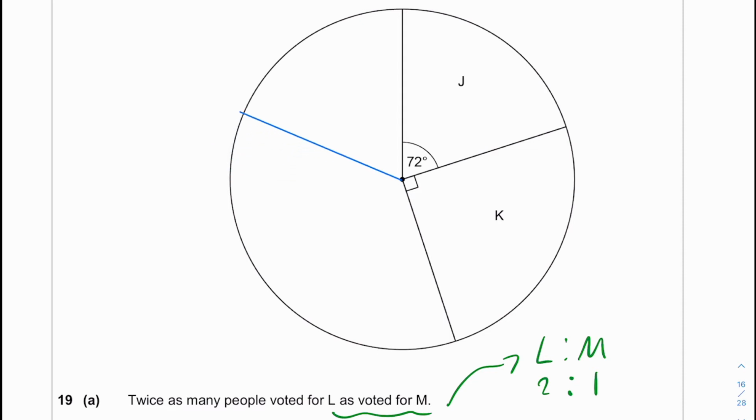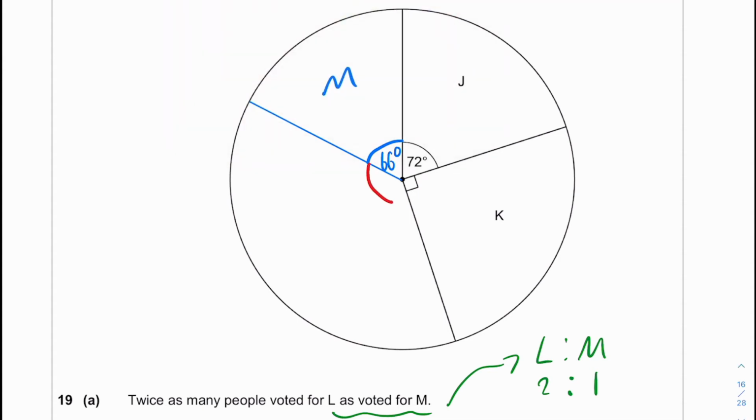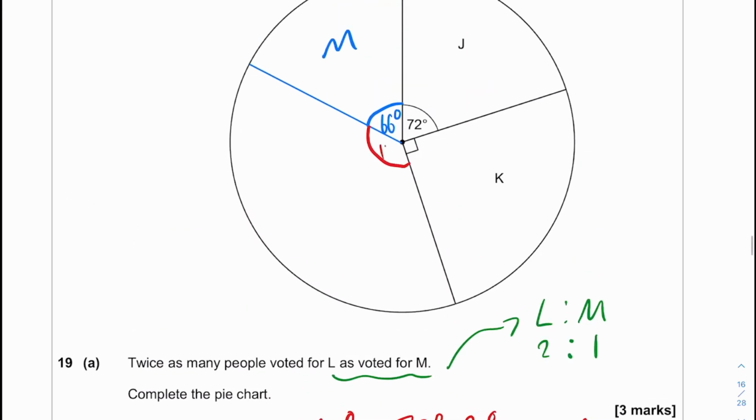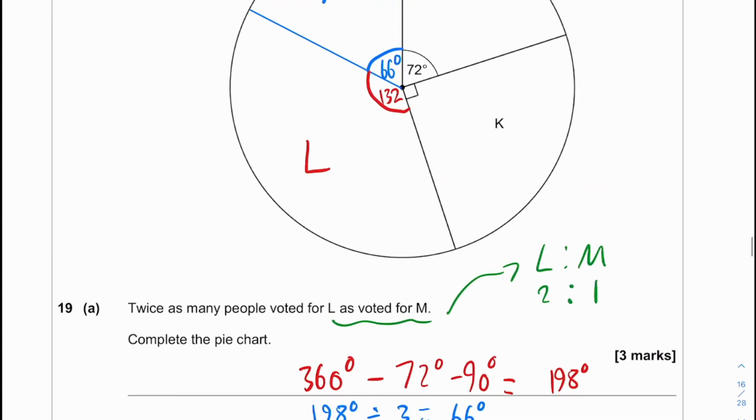So 66 is roughly a third of the way back, so about here. So I'll then say this is 66 degrees and this is M. And therefore our remaining portion of the pie chart in terms of degrees is 132, and this is L, and that'll be enough for the 3 marks.